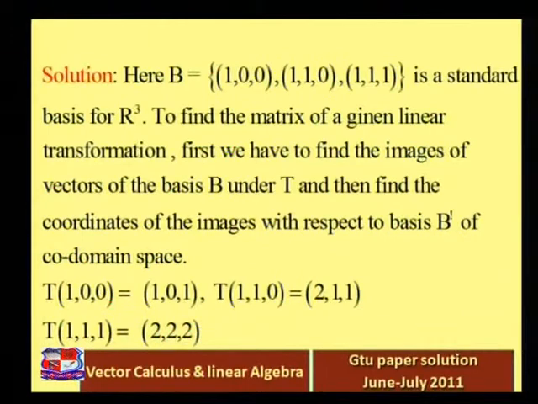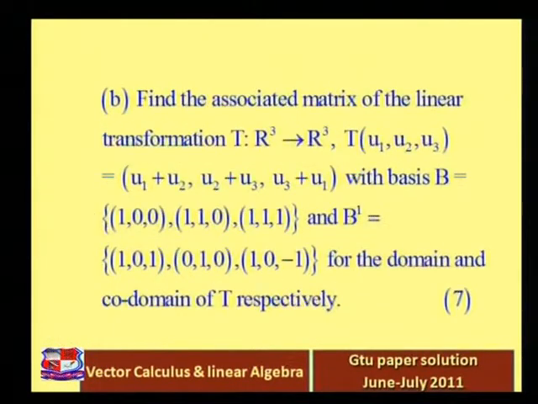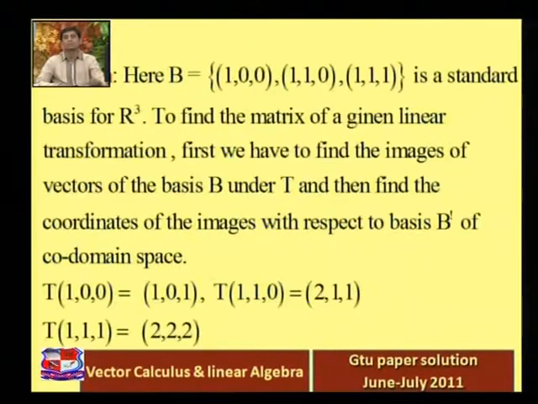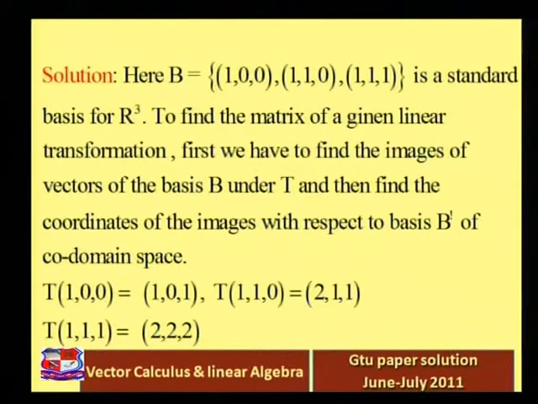Now we want to find T of (1 1 0). Again we use this transformation: 1 plus 1 is 2, then 1 plus 0 is 1, and then 0 plus 1 is 1. So we get (2 1 1). And then T of (1 1 1) is 1 plus 1, 1 plus 1, 1 plus 1, so that is (2 2 2).